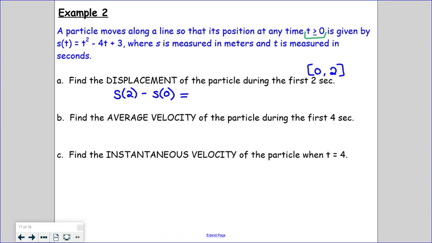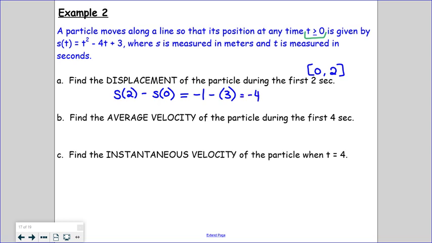let's see, 2 squared is 4, minus 8 would be negative 4, plus 3 would be negative 1. Check my mental math as we do these, okay. At time equals 0, I would plug in 0, 0 plus 3, so it would be 3. So our final answer, negative 1 minus 3, would be negative 4.